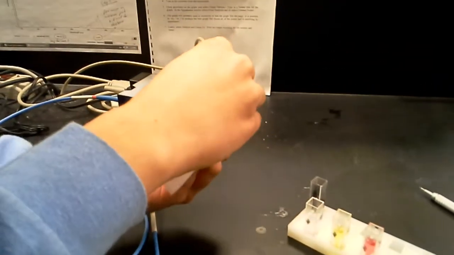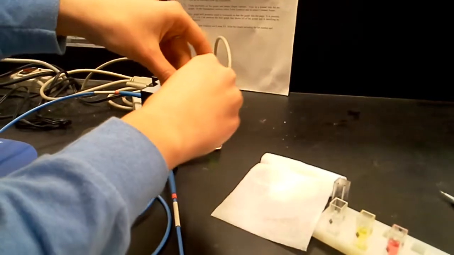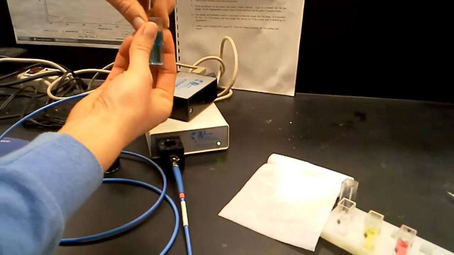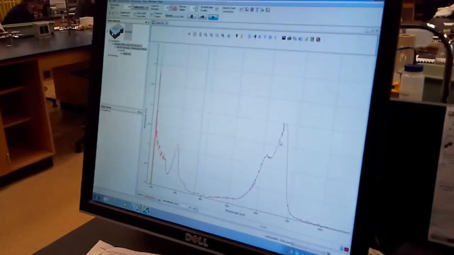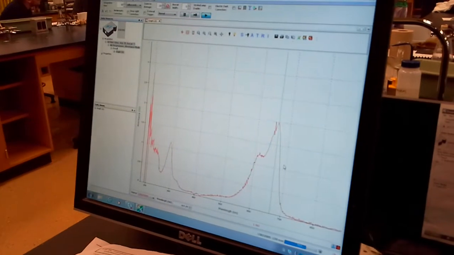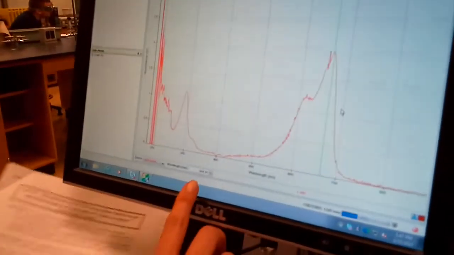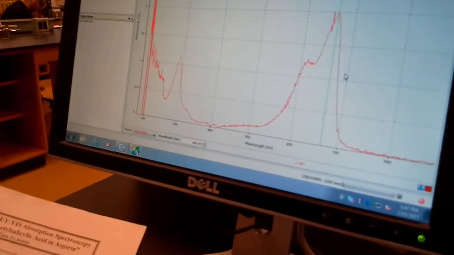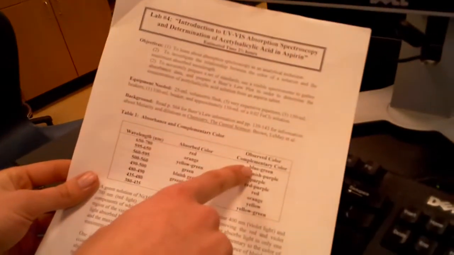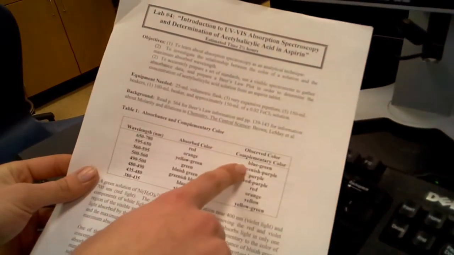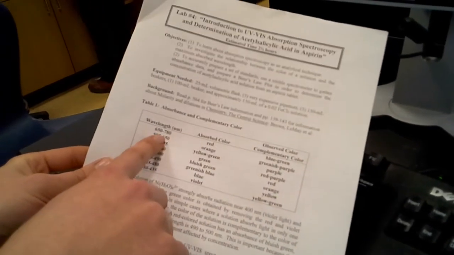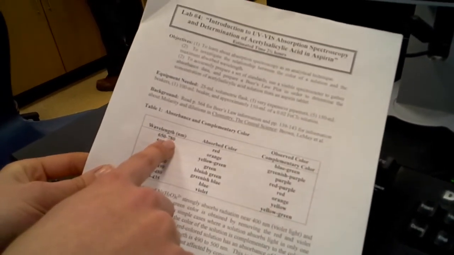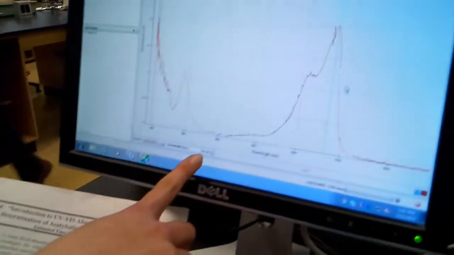And you wipe off the sides to get all the fingerprints off because they absorb light, and we don't want that interference. So now blue, we have our peak about here, and the wavelength is about 600. So from the chart, a blue-green would be, the absorbed color is going to be red, and then we're going to expect a 650 to 780 wavelength, which we have right here.